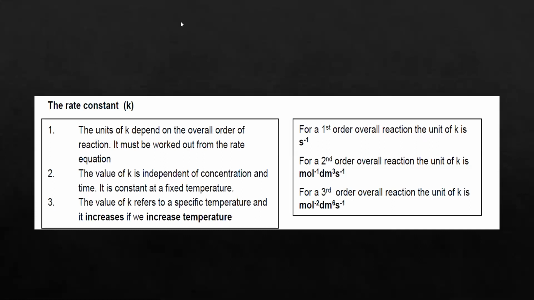The rate constant, as we discussed, can have different units depending on the question. For example, if it's a zero order reaction, rate is equal to K times the concentration of reactant raised to power zero. Anything raised to power zero is one, so in this case the rate is equal to K. So the unit of the rate is the same as the unit of K.